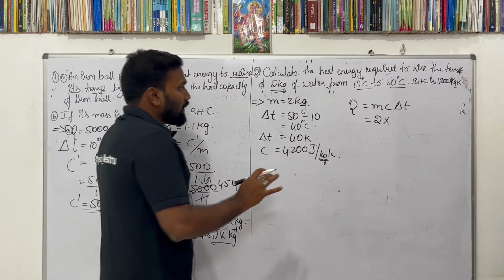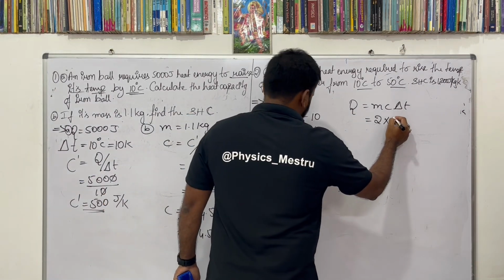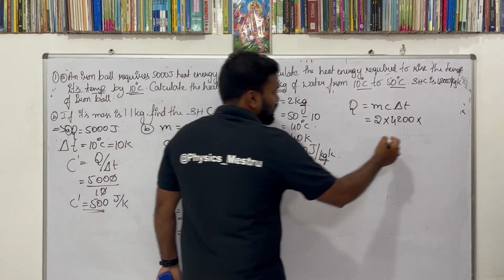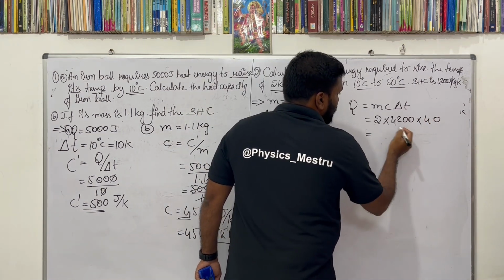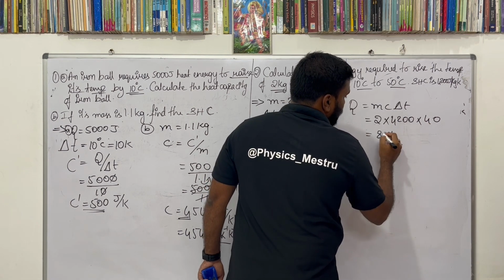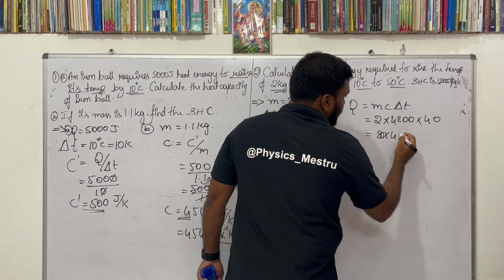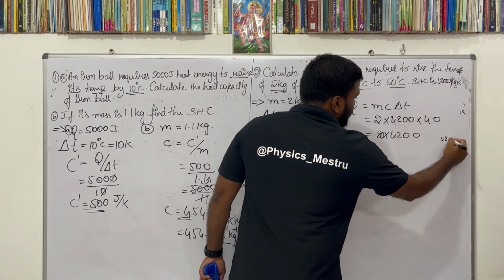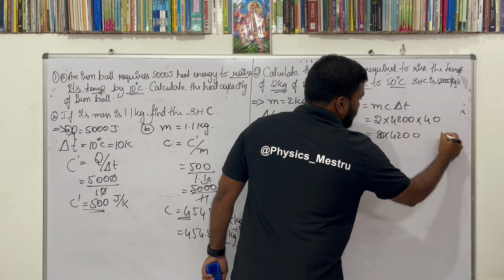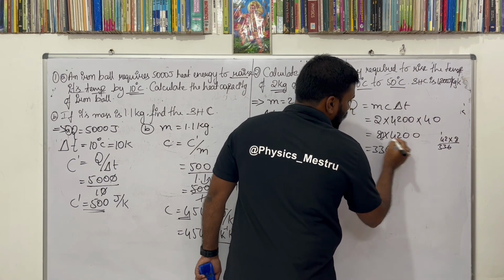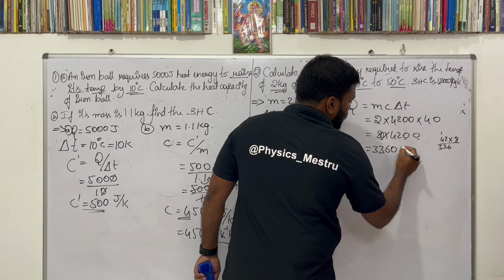Okay, fine. So 2 into C, which is 4200, into the value of delta T, that is 40. So if you multiply, you will get 80 into 4200. So 42 into 8, 8 2s are 16, 8 4s are 32 plus 1 is 33. So 336, and then 3 zeros.